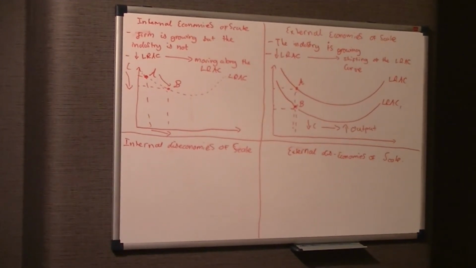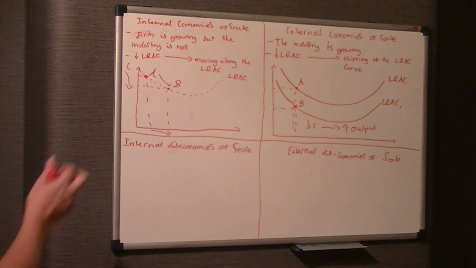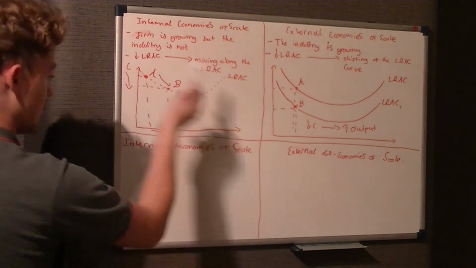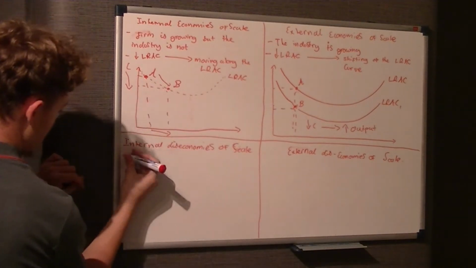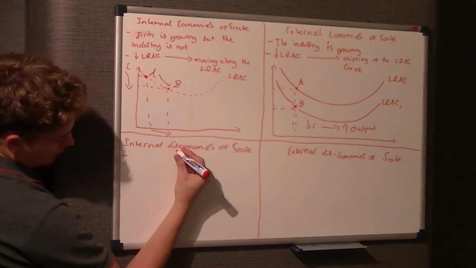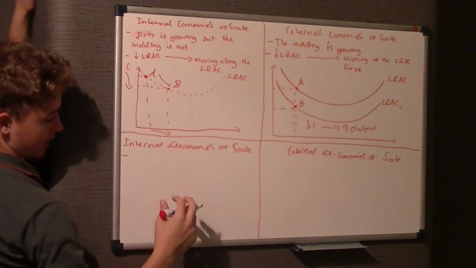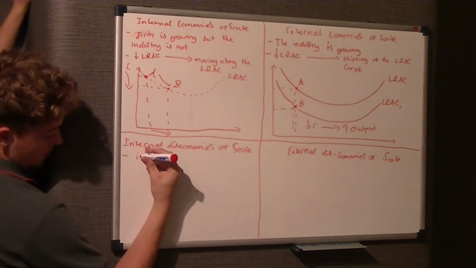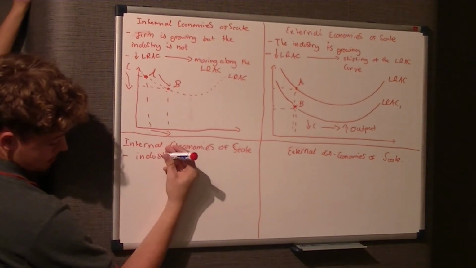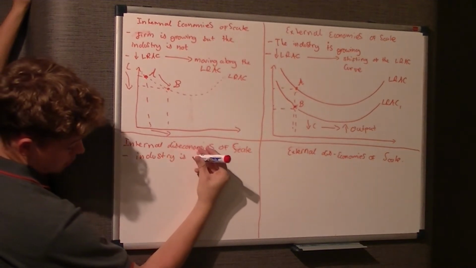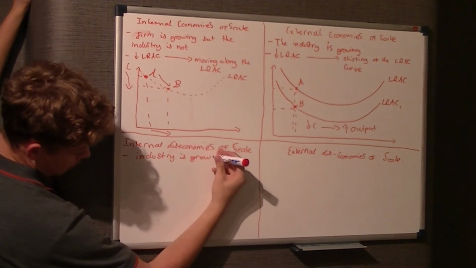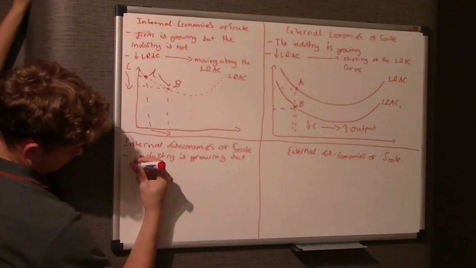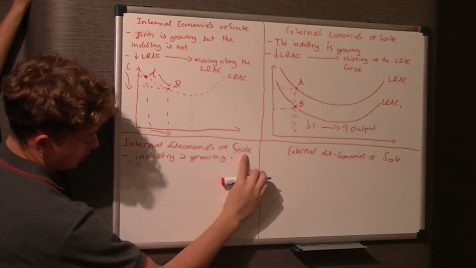Okay, so then we've got external diseconomies of scale. Now if we cast our minds back to this, we said in internal the firm is growing but the industry is not, and now these are both internal, so we're both going to have that. However, this is diseconomies of scale, so it's still increasing, it's not decreasing in size. So the industry is growing, but you could just put the industry is growing, you don't need to put that little bit there.